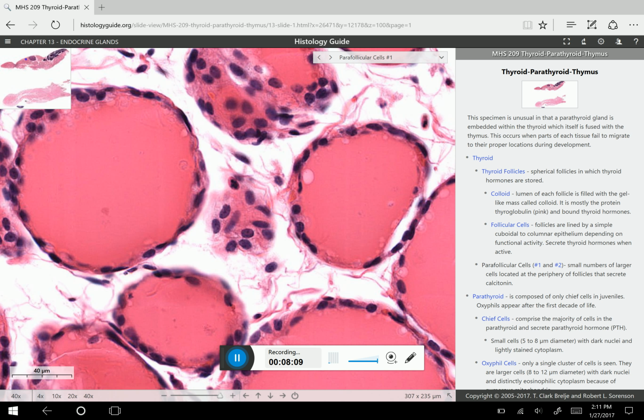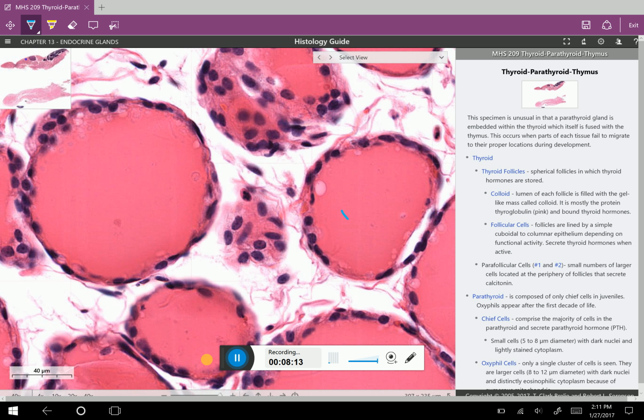Here is a follicle. And here is a follicle. Within the connective tissue surrounding the follicles are the parafollicular cells that release a hormone called calcitonin. Calcitonin is released due to blood calcium levels.